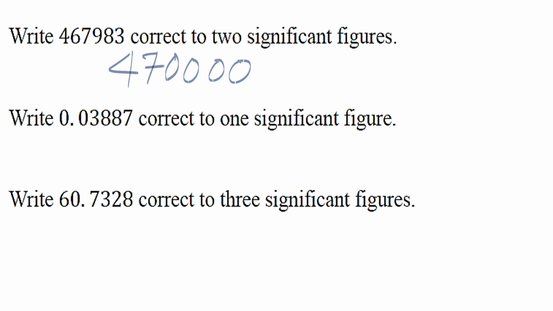Okay. Now next, write 0.03887 correct to 1 SF. Okay, so for your first non-zero digit, you have to see the first non-zero integer. So this 3 is my first non-zero, so this is my first SF. This is my second SF. Now to make a change in the first, I will see the second. Now this is 8 which is greater than 5. So in this 3 I will add one more. Okay, so my answer will be 0.04.